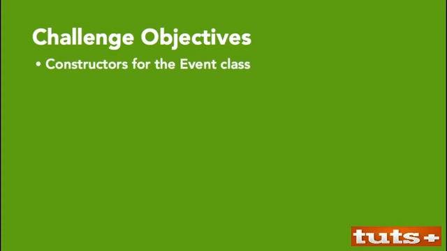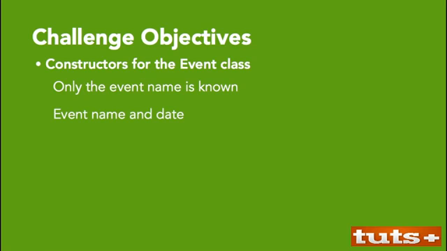the event class. Let's add at least 3 constructors. One will be used when only the event name is known. The second constructor will have the event name and the date of the event. And the third constructor will have the event name, the date, and the number of guests.